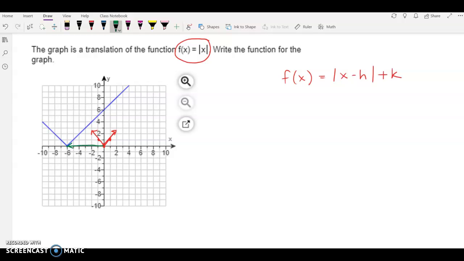Well, to me, it looks like it went from 0 all the way to -6, so it was shifted left 6. Okay, well, left and right is going to be that inside number again. And I need to remember to do the opposite. So if it's going in the negative direction, I actually need this to be a positive 6. All right, and once again, we're not going to have that k value because we don't have a shift up or down.